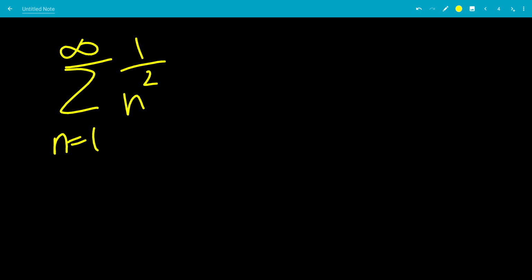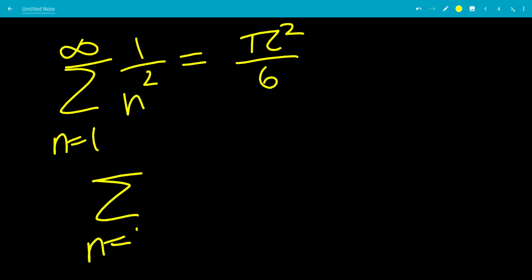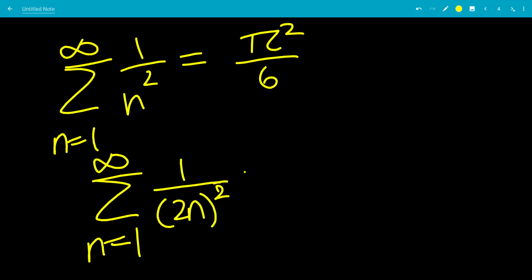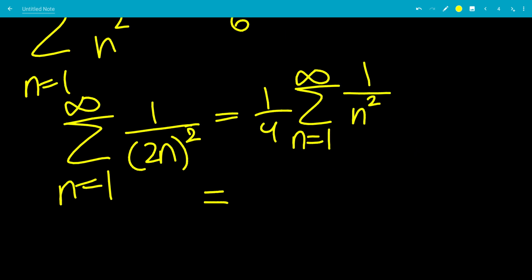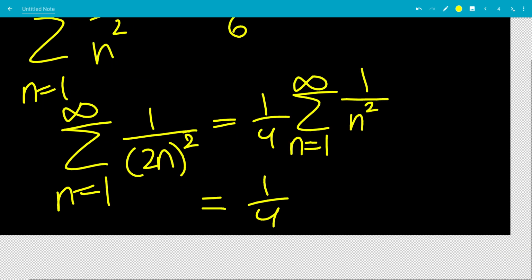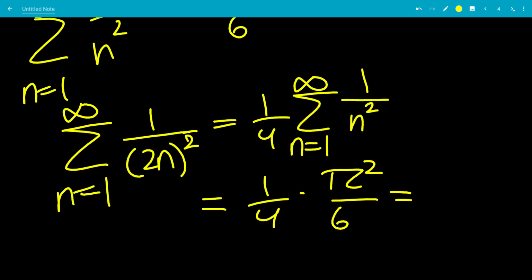So let's look at this. So we have the sum from n equals 1 to infinity of 1 over n squared. We are given this is pi squared over 6. So now if we want the even parts of this, you have to plug in 2n for n, so we have 1 over 2n quantity squared. So this will be 1 over 4 on the outside times the sum from n equals 1 to infinity of 1 over n squared. And now this is given, or above, this is pi squared over 6, so this will be pi squared over 24.